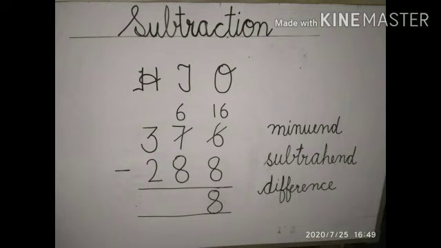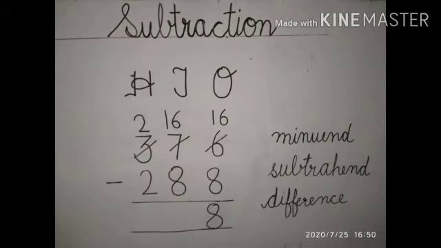Now we will move to tens place. We have to subtract 8 from 6. Again, we know that 8 is greater than 6. So, we cannot subtract 8 from 6. So, we will borrow from 3. Here, at tens place, 6 becomes 16 and at hundreds place, 3 becomes 2.